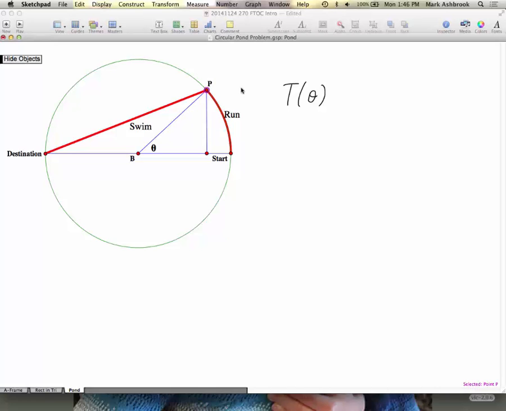We said that this function T of theta would be the total time spent from here to here, so it would be the time spent running plus the time spent swimming. That's the general structure of it. We built that function for the example Friday, and all the details are in the video. So we're looking to minimize this function, to find a local minimum.